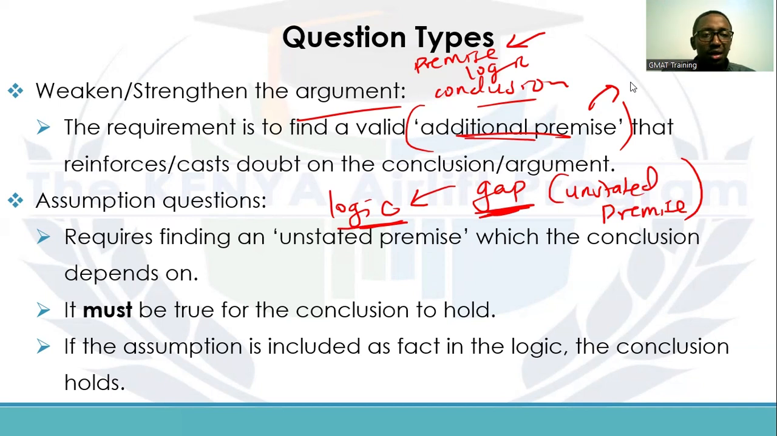So that's generally what an assumption means. So if we take an assumption and we insert it among our premises, then it reinforces our logic, it seals that logic gap, and hence the conclusion is strengthened. Because remember, for assumption questions, this unstated premise holds the conclusion. The conclusion depends on it to hold true.